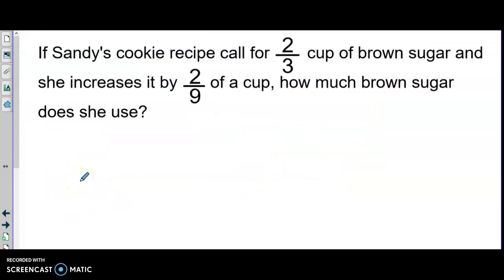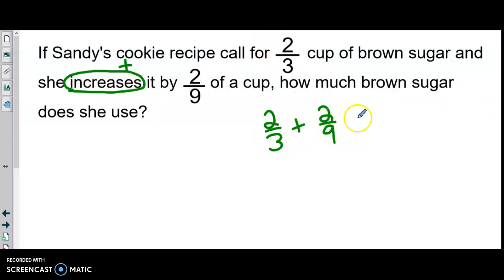All right, if Sandy's cookie recipe calls for 2/3 cup of brown sugar and she increases it by 2/9 cups, so increases is an important word. We need to know what that means in math. How much brown sugar does she use? So if we're increasing something, we're adding something to it. We're making it bigger. So I'm going to take my 2/3 and I'm going to add 2/9 to it to figure out how much that is.